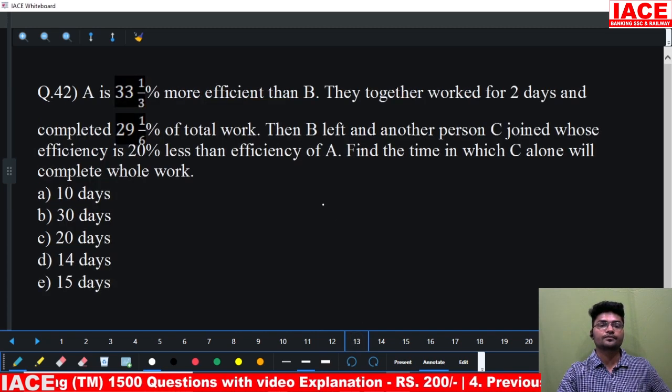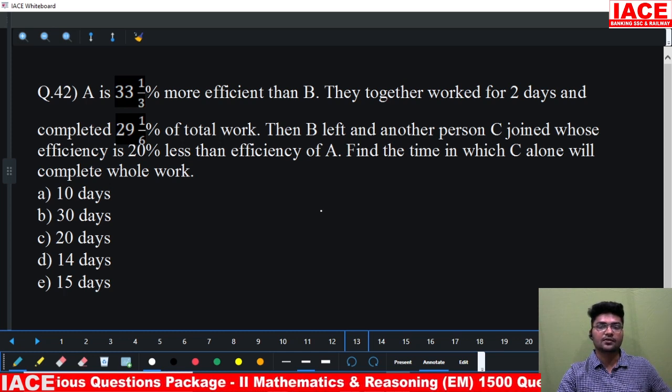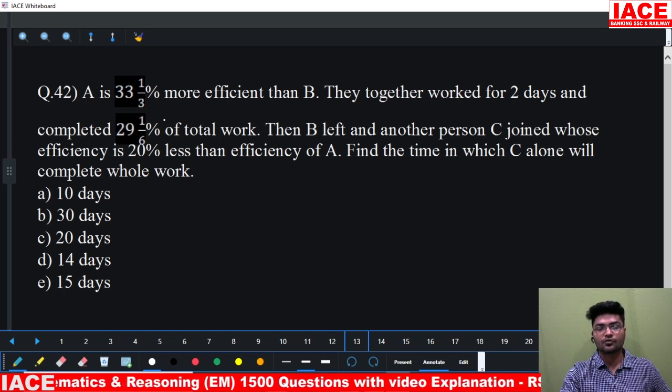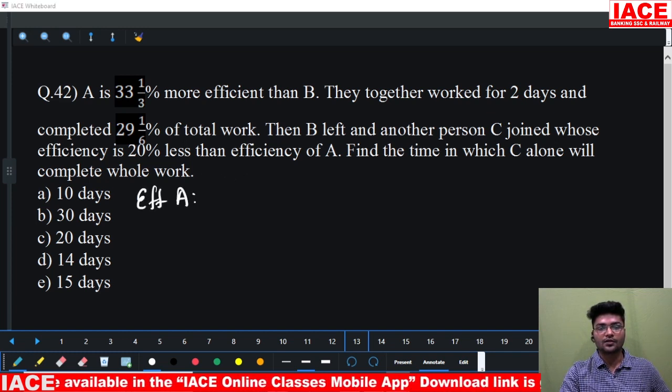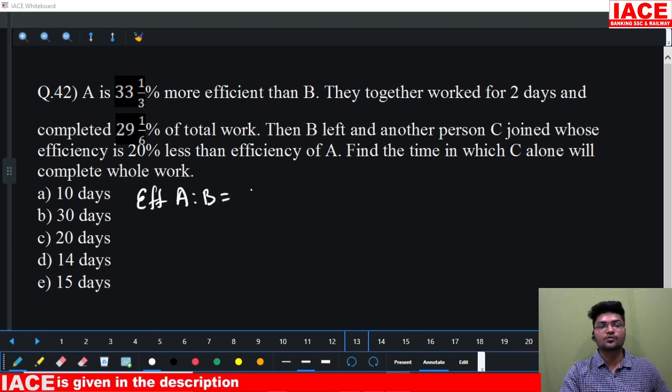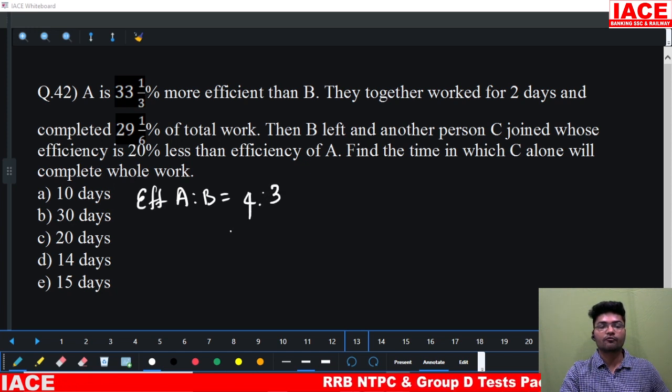Question number 42. A is 33% more efficient than B. So when we write about efficiency, A to B, what is the efficiency ratio? A is more efficient than B. How much more? One third. One third means if B is 3, A will be 4.